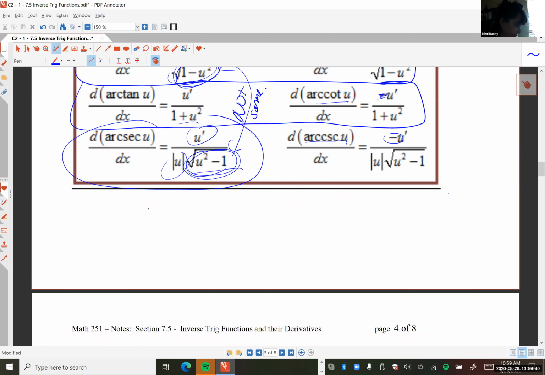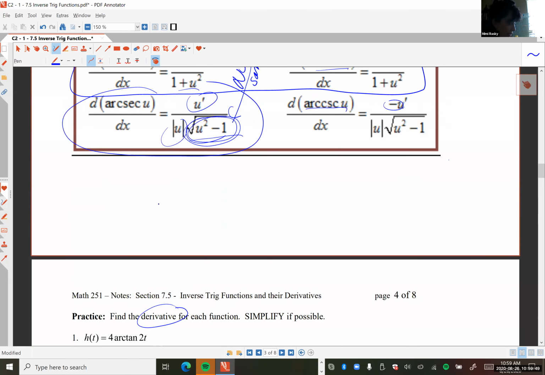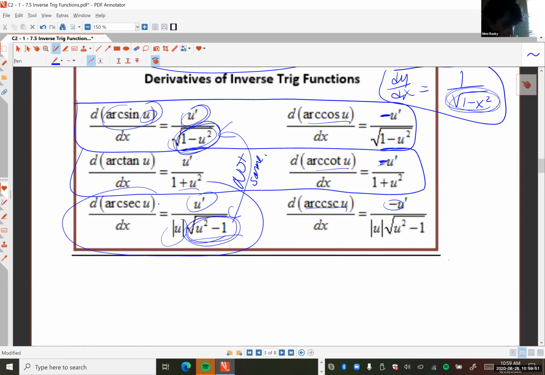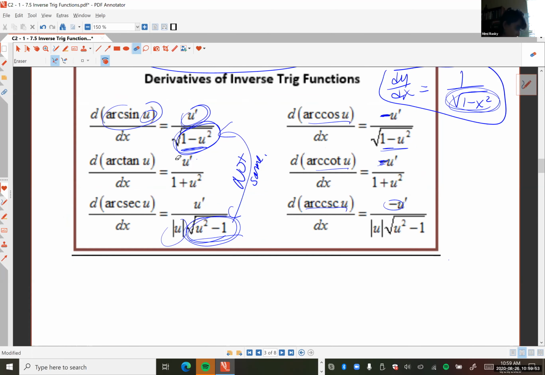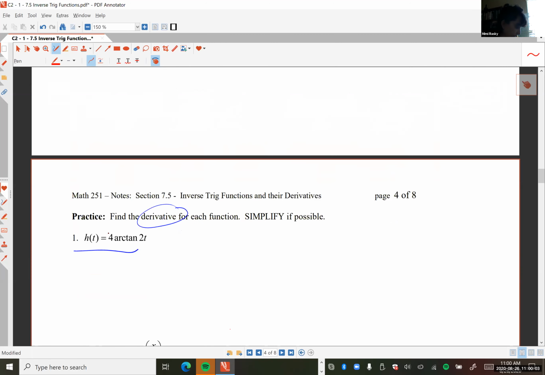Okay, here we go. There's a function, find the derivative. Well, it's an arctan function. Yeah, I know, you don't have this memorized yet. Go look at the formula sheet. What is the derivative of arctan? Well, the derivative of arctan of u is u prime divided by 1 plus u squared. Easy peasy. And this 4 is just a multiple, so we better write it down.